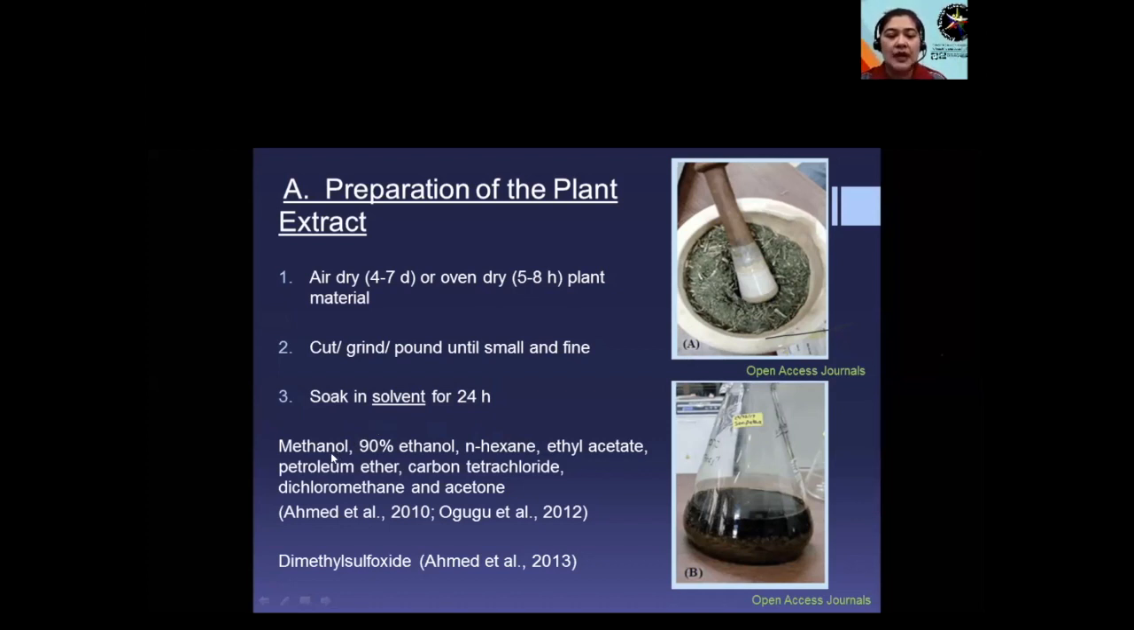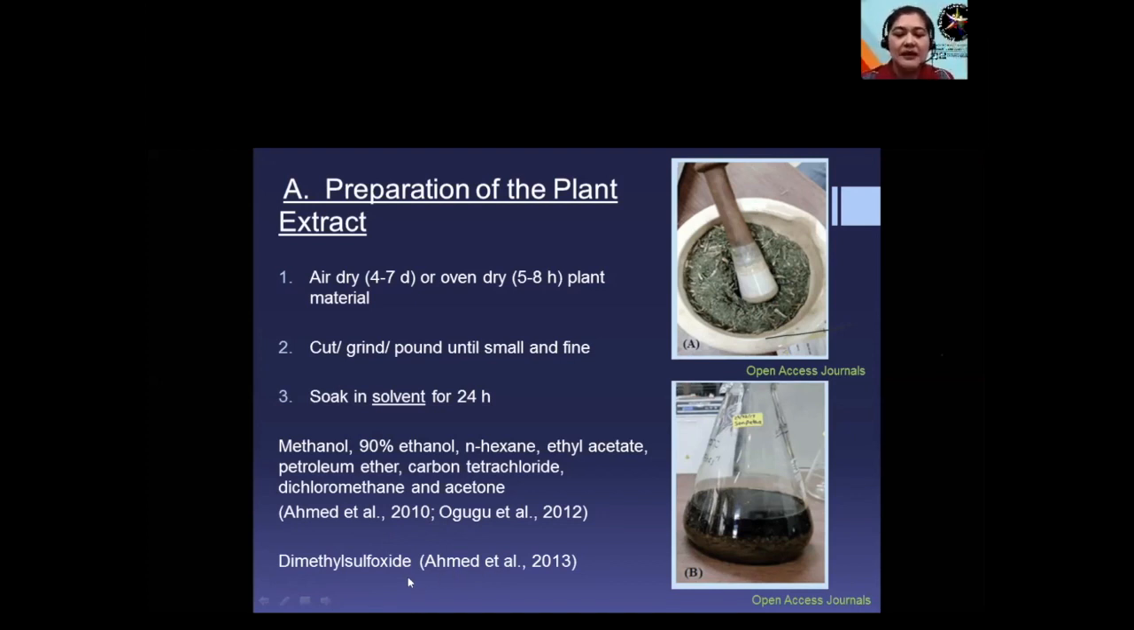Okay? So we could use either methanol, 90% ethanol, N-hexane, ethyl acetate, petroleum ether, carbon tetrachloride, dichloromethane, and acetone. Ito po ang mga suggestions ni Ahmed et al. At si Ogugu et al. Pero for brine shrimp lethality assay, I would suggest that you make use of this one, dimethyl sulfoxide. This is again suggested by Ahmed et al. At a different year, 2013.